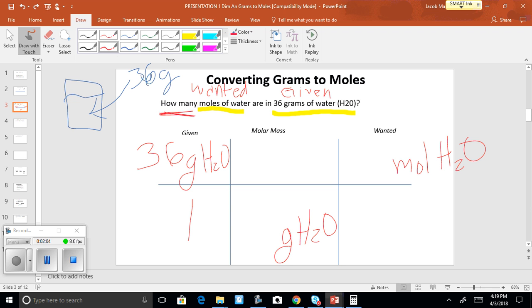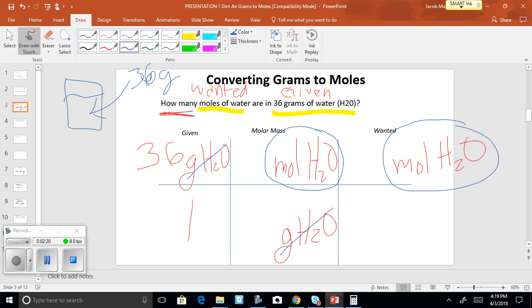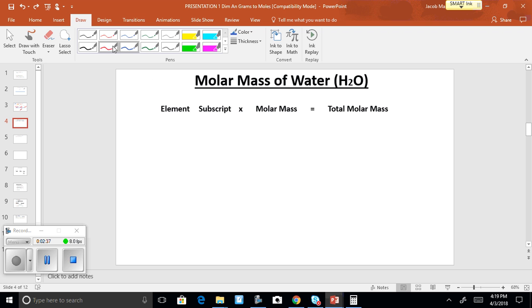Well, what am I going to put in this top box? My units are going to be moles of water. So this helps me cancel out my grams units, and I'm left with my moles units, which is what I'm wanting. So I finally got the units I want. Now the question is, what values am I going to put in these two boxes, in the moles and the grams of water? That's where this comes into play.